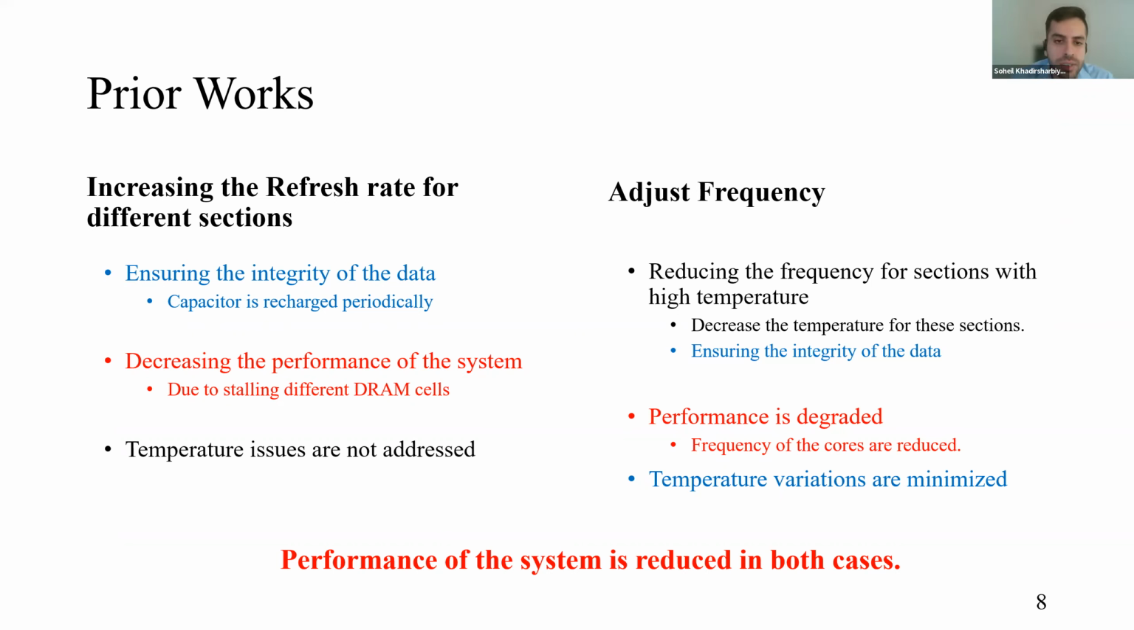Adjusting the frequency, on the other hand, reduces the frequency for sections with high temperature. It will reduce the temperature for those sections, and it will ensure the integrity of the data. But at the same time, performance is degraded because the frequency of some of the cores is reduced. This approach improves the temperature variation at the cost of performance. So both of these approaches affect the performance of the system.